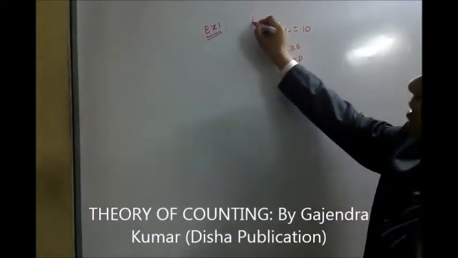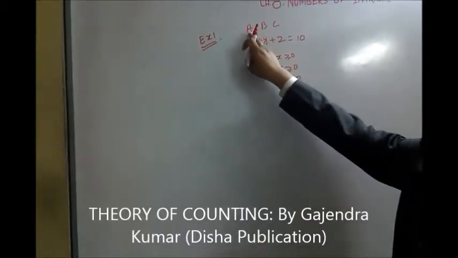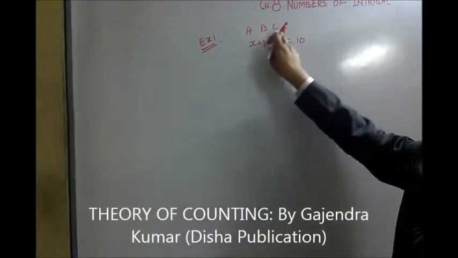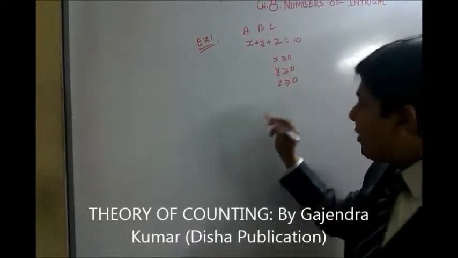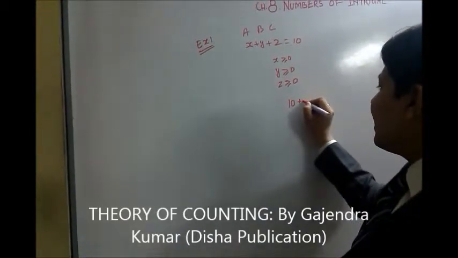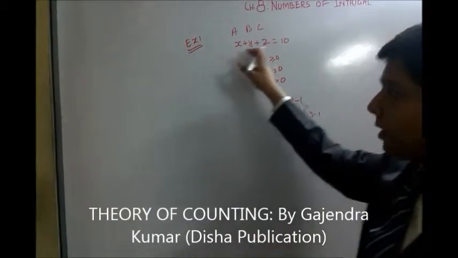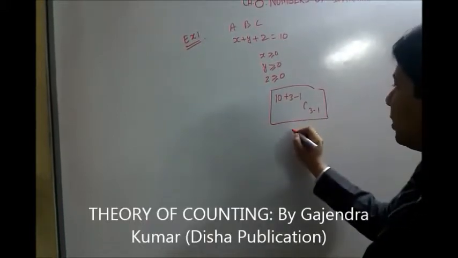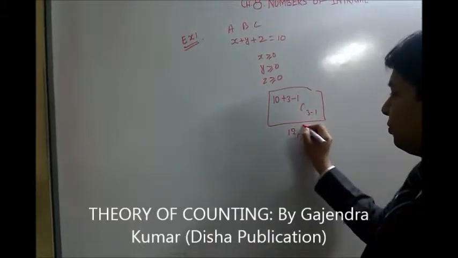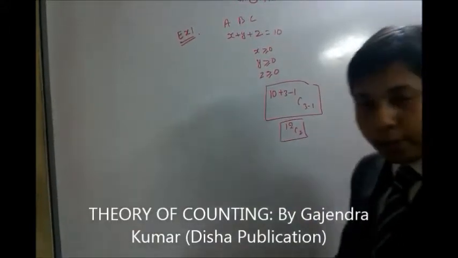Let's assume there are 3 students A, B and C, and the chocolates received by A is x, by B is y, by C is z. Then x plus y plus z equal to 10. And at that point of time, what have we done to solve this question? 10 plus 3 minus 1, C 3 minus 1. So the number of distinct integral solutions we will get is 10 plus 3 minus 1, C 3 minus 1, or 12 C 2. Just an application of the partitioning theory.